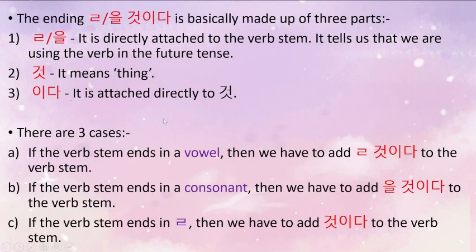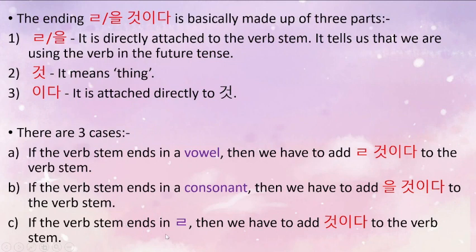Now there are three cases in front of us. First is if the verb stem ends in a vowel, then we have to add -ㄹ 것이다 to the verb stem. Okay, vowel से अगर end हो रहा है verb stem तो उससे क्या attach होगा? -ㄹ followed by 것이다. And if the verb stem ends in a consonant, then you have to add -을 followed by 것이다 to the verb stem.